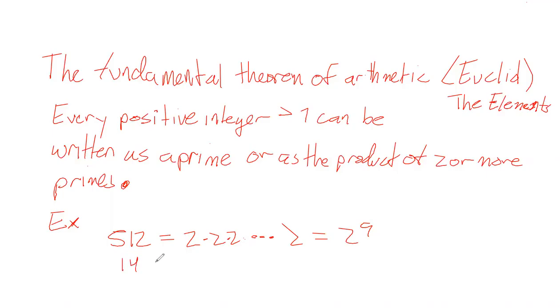14 equals 2 times 7. This uniquely identifies 14. No other number is equal to 2 times 7, just 14. And 13 can be written as just 13, because 13 is prime.